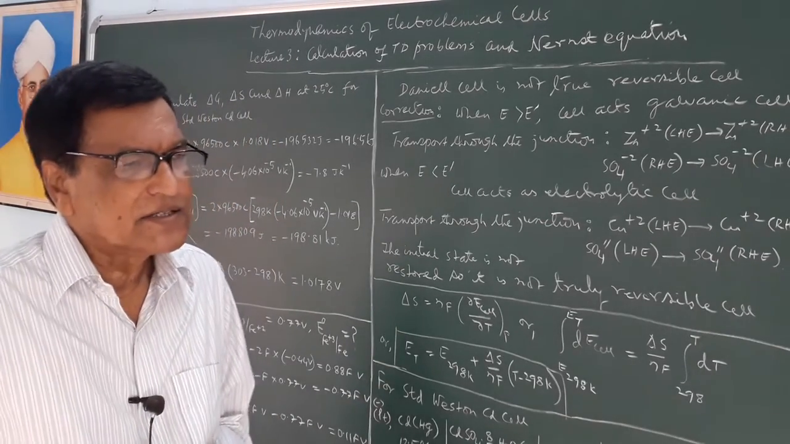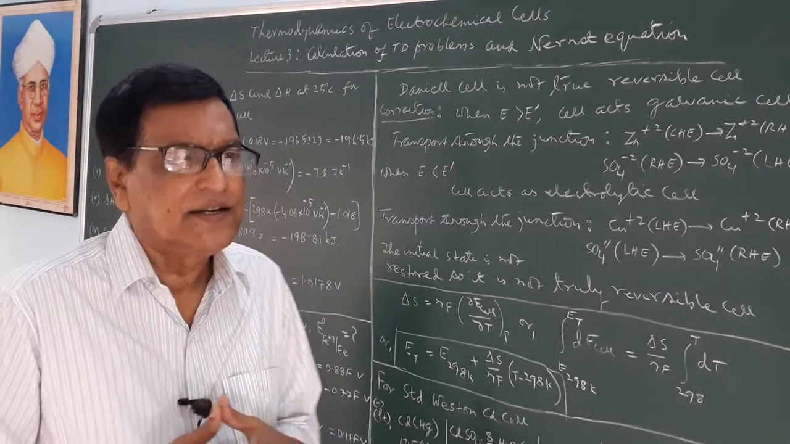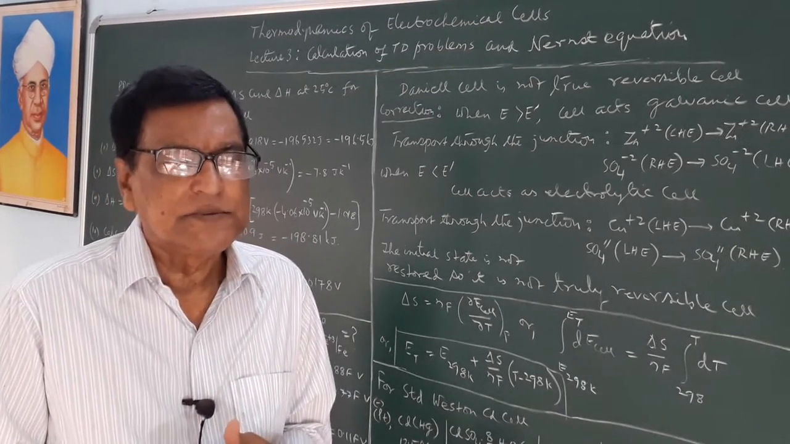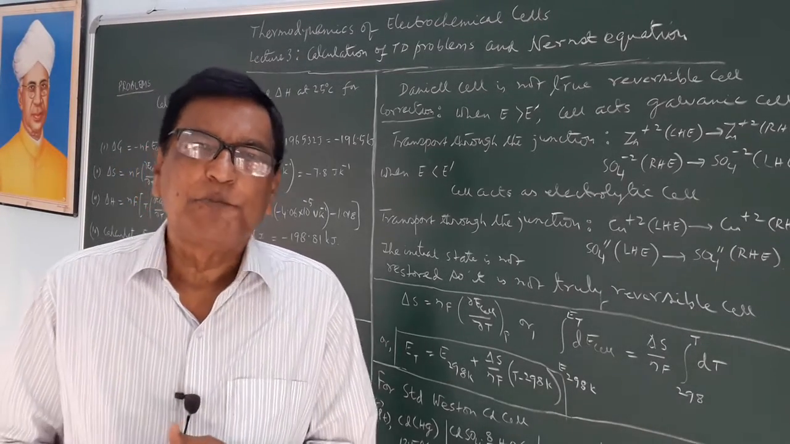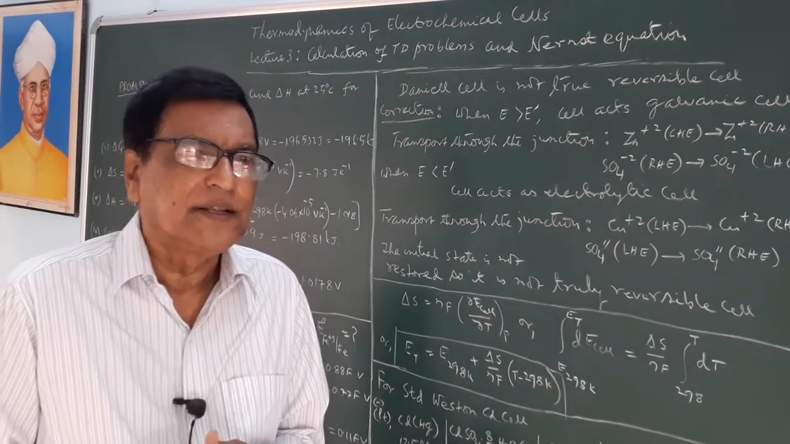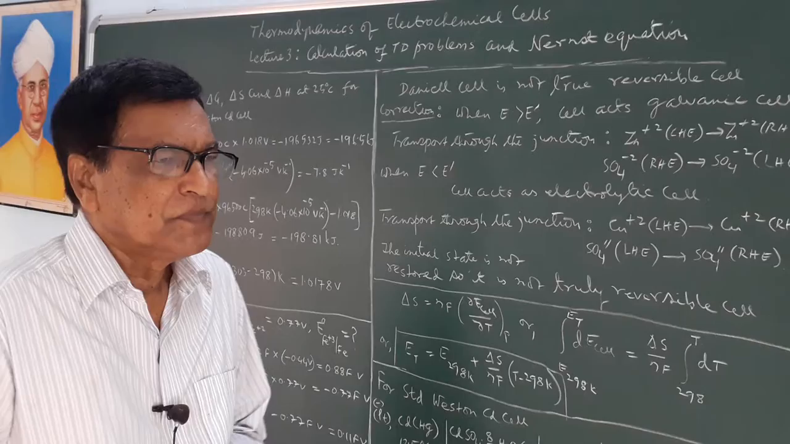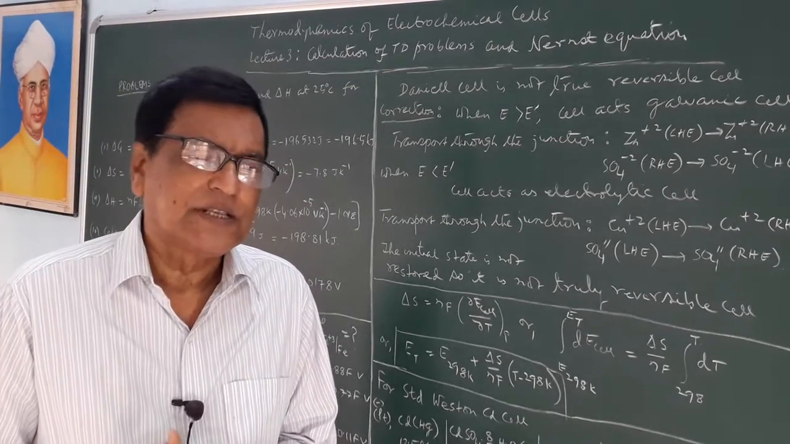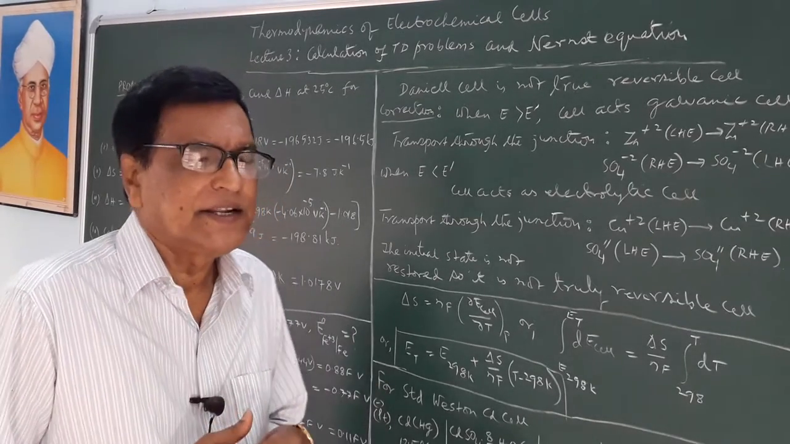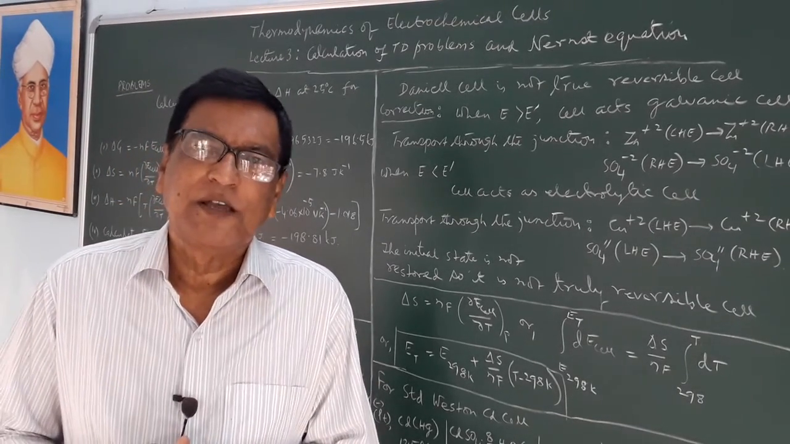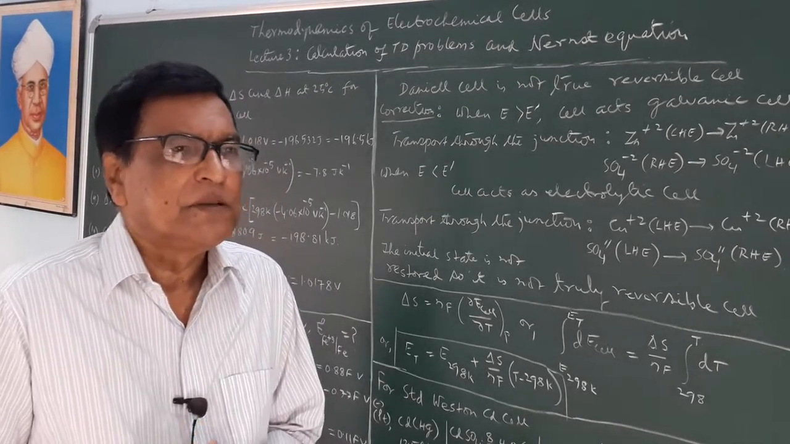And in my last class, I discussed how the reversible cell potential of this reversible cell could be determined by means of a potentiometer, and a voltmeter could not be used for some different reasons. Next, I also discussed how the cell potential is connected with the thermodynamic properties of the cell reactions.